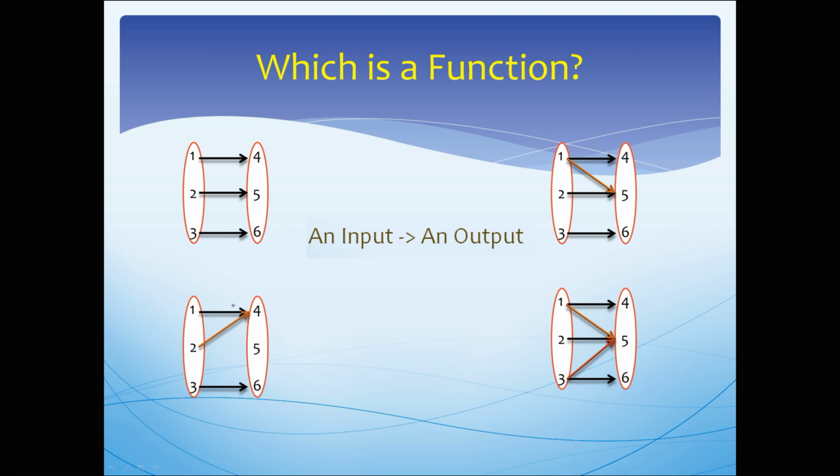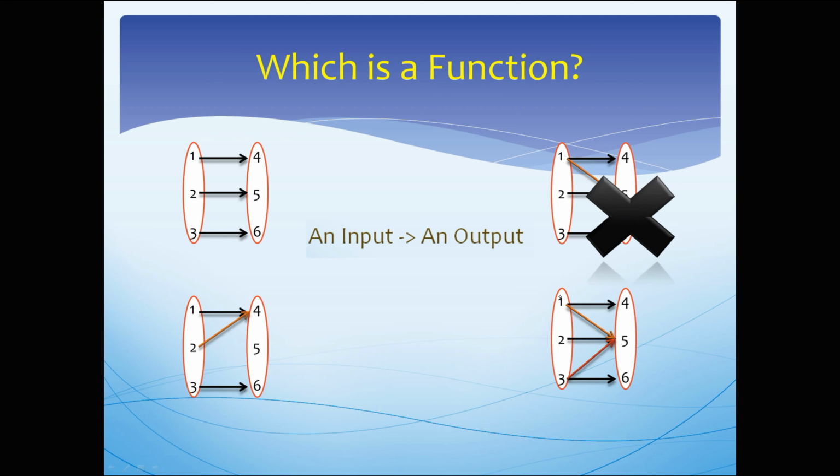1 to 4, one input and one output. One input, and one output, even though both of them are going to the same number, but it still follows my rule. I put something in, I get something on the end. What about these? I put a 1, I get both a 4 and a 5. Instead of getting one output like I'm supposed to, I'm getting 2 here. So this is not a function.